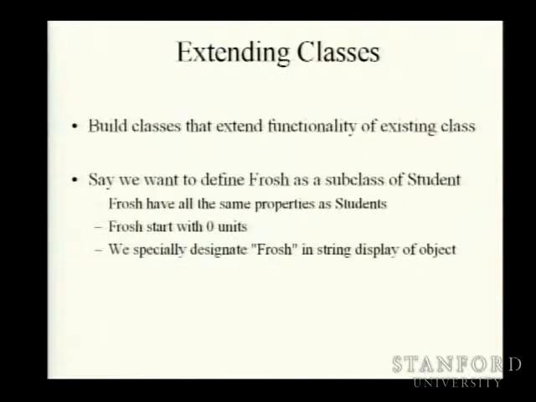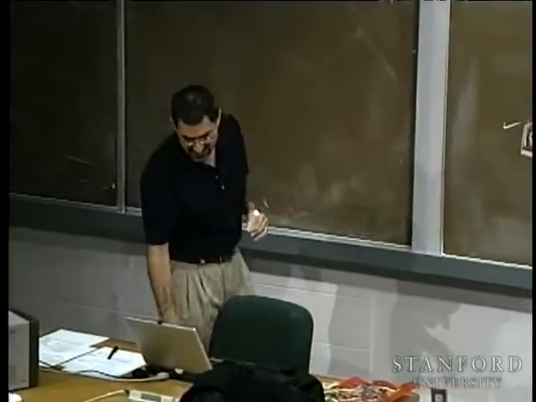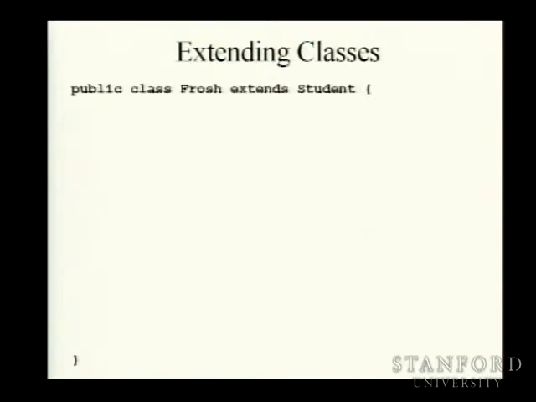Now, the one thing we're going to do is specially designate frosh in the strings that display an object. So that toString method we talked about, that has the name of the person and their ID number. For frosh in particular, we're going to designate them as frosh, just because your RAs love you and they want to know who the frosh are, right? So we're going to have to find a way of saying, hey, if you want the string version of this object, the string will contain the word frosh in it. Okay, so here's how we might do that.